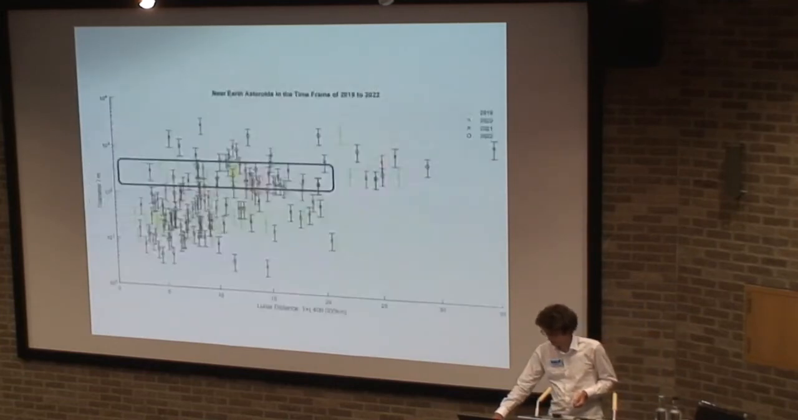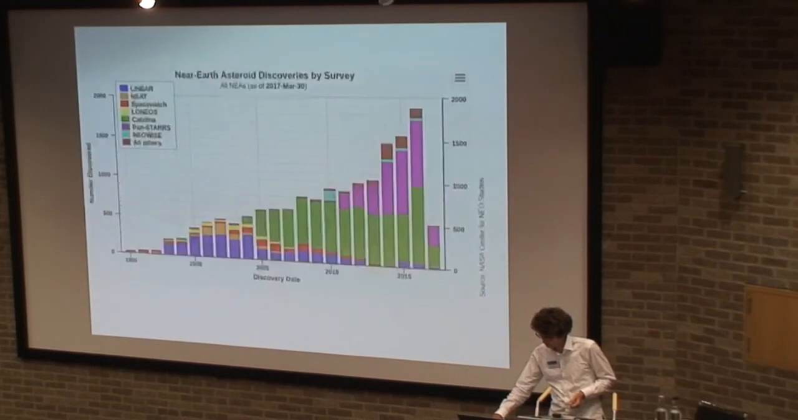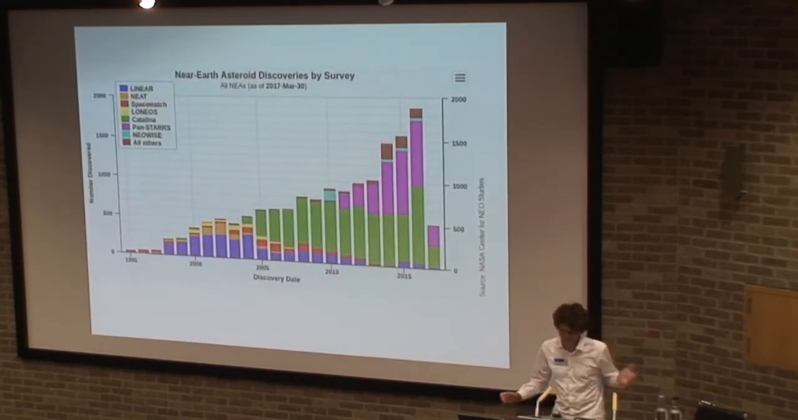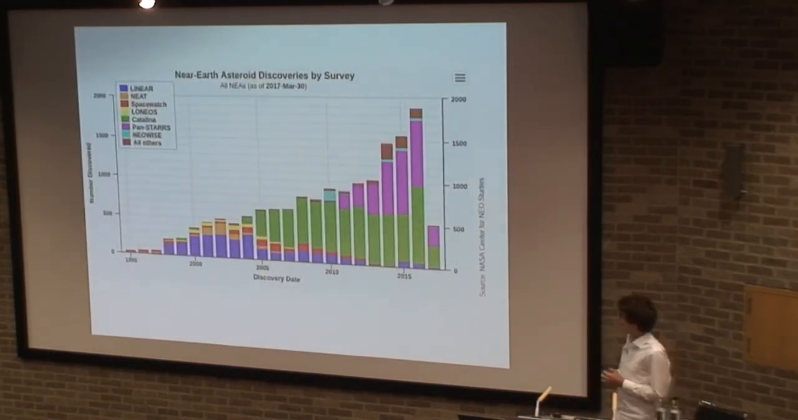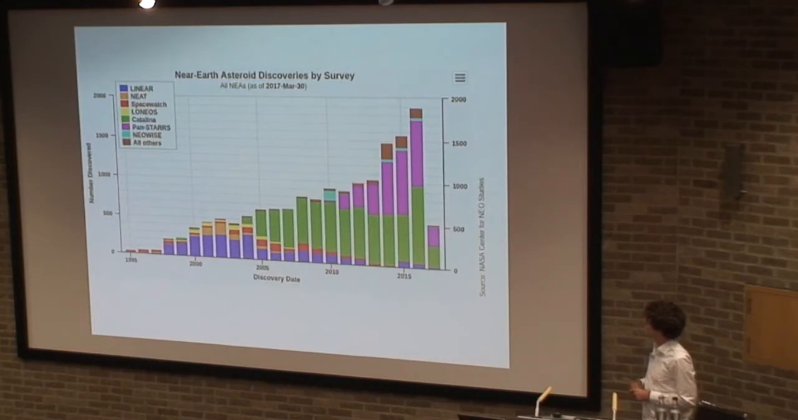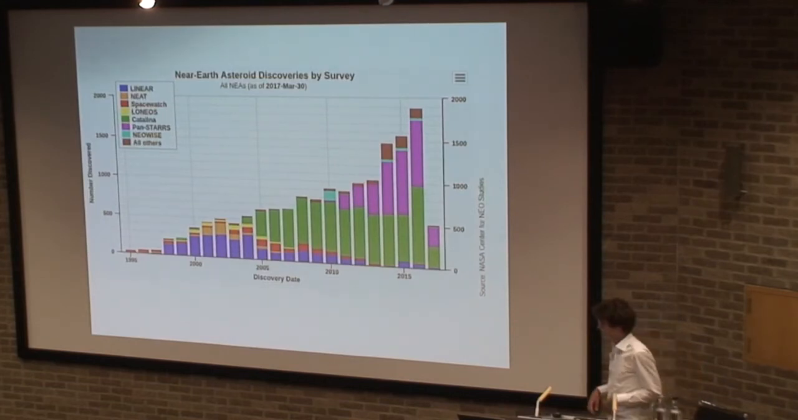I think I skipped this slide. Yeah, I broke that. Okay. This is just the statistic of the discovery rate, which shows that this year 500 new near-Earth asteroids have been discovered. So actually, new targets are constantly coming up. Of course, the perfect target is not available yet.